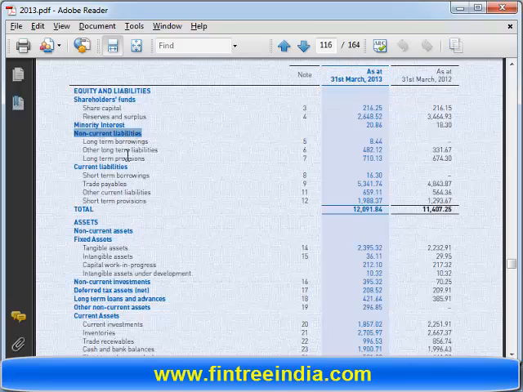Non-current liability, which simply means long-term debt. Okay. So we have a long-term borrowing, a very small number of 8.44 crores. We can see the details in schedule 5.